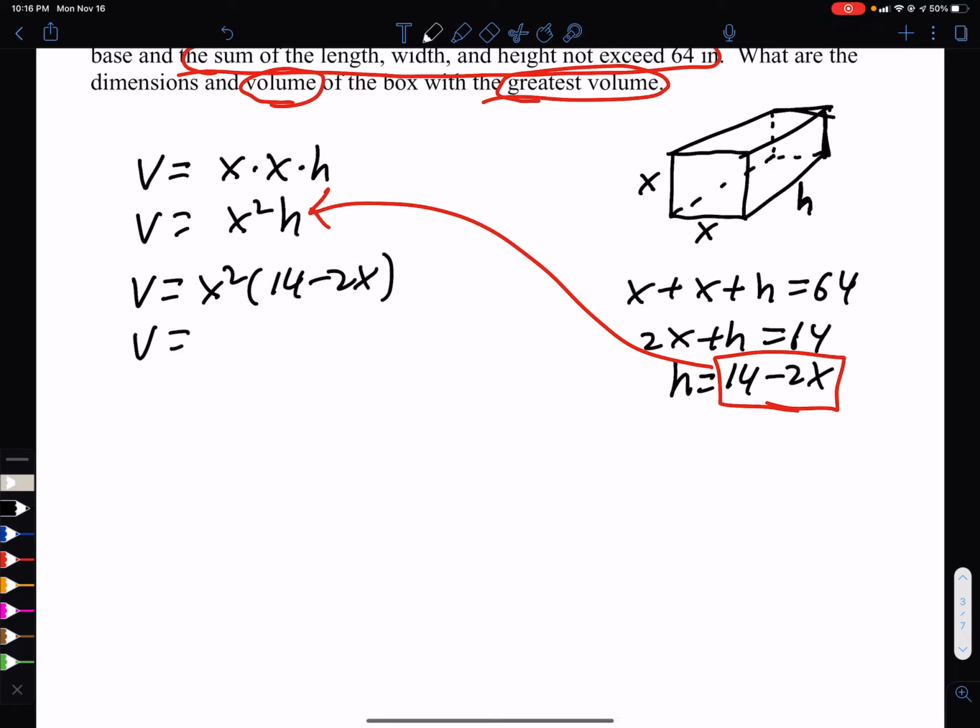So my volume, I distribute that. It's 14x squared minus 2x cubed. Oh, that's a 64, not a 14. That's pretty bad. So this will be a 64.